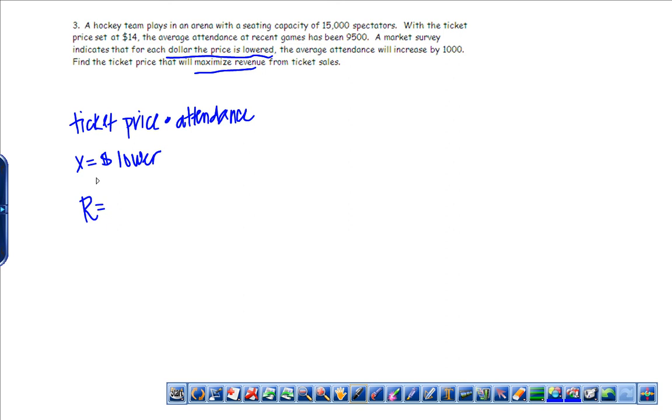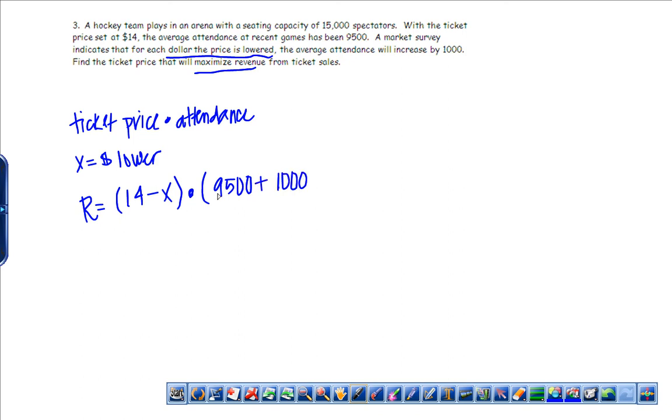So it said that we start with $14. So every $14, it said that our price is going to lower. We're going to multiply that by our attendance. What do we know about our attendance? It says that in recent games there has been 9,500 people at the game. So let's start with that. And what do we know about those people? Well, it says that they're going to increase by 1,000.